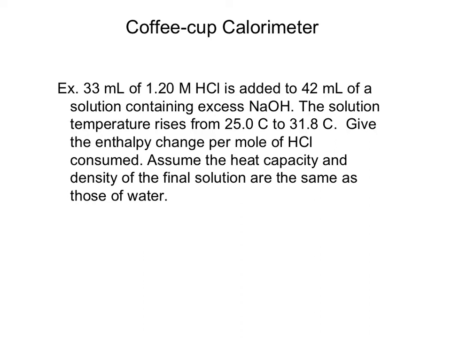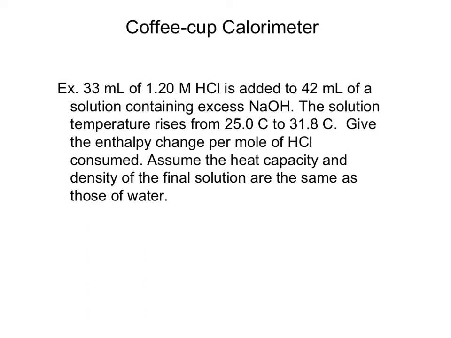So the solution temperature rises from 25 to 31.8 degrees C, and we can calculate the enthalpy change. That's delta H, which is Q, right? Per mole. See how it says per mole of HCl consumed? That means per mole of limiting reactant. And we're going to make some assumptions that the heat capacity and the density of the final solution are the same as those of water.